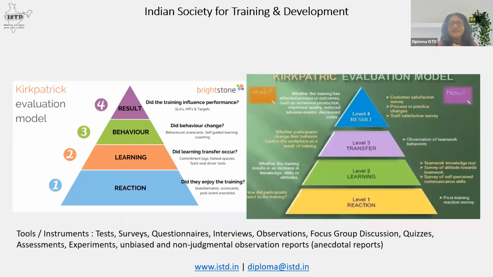Now let's get a little deeper into understanding what each of the levels is doing. Level 1, as I said, asks how participants reacted to the training. You can find it out through various tools: questionnaires, scorecards, observation reports, and we have discussed both qualitative and quantitative measures. Then comes the learning phase, where you understand how much knowledge acquisition has happened in terms of increase in knowledge, change in skills, as well as change in attitude. This you will find out in the learning phase, again by application of certain tools.